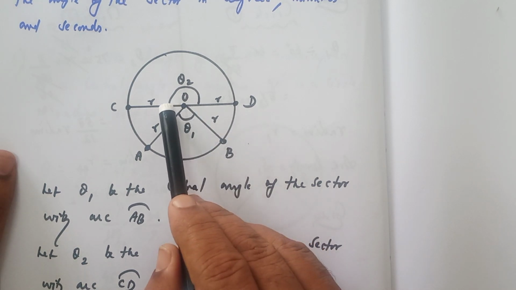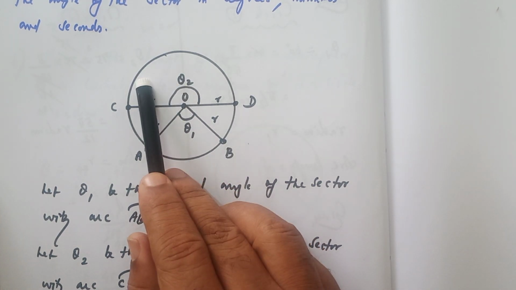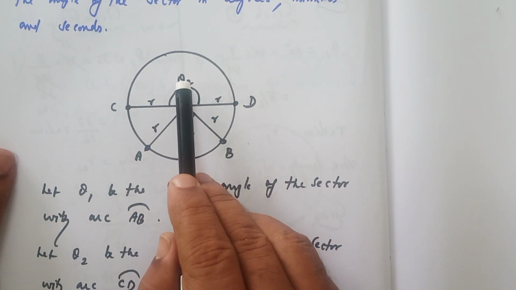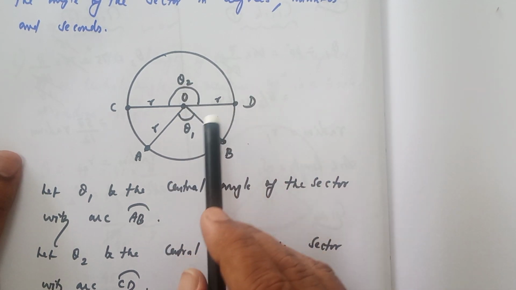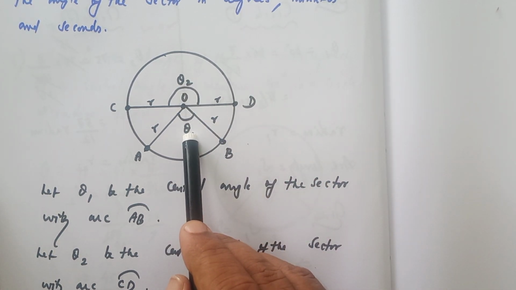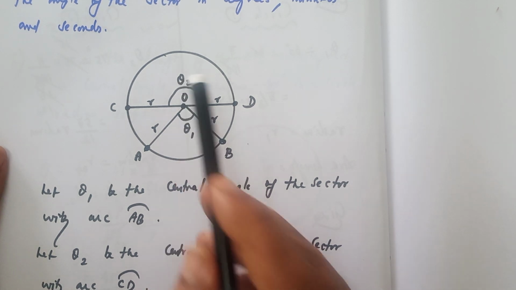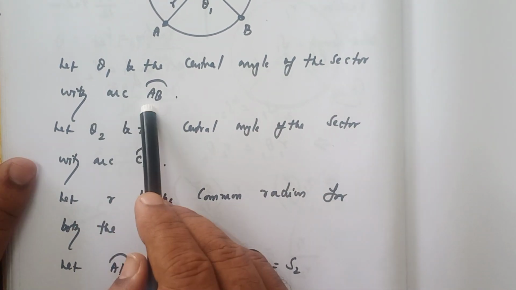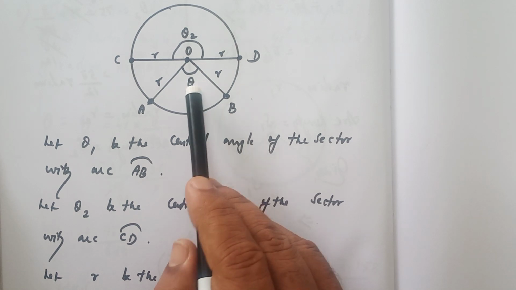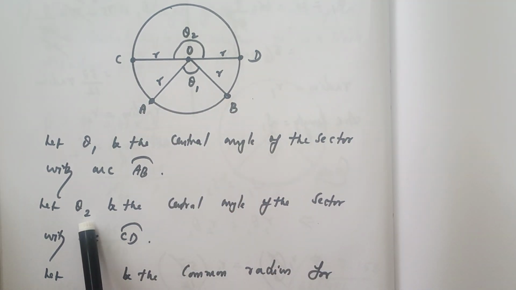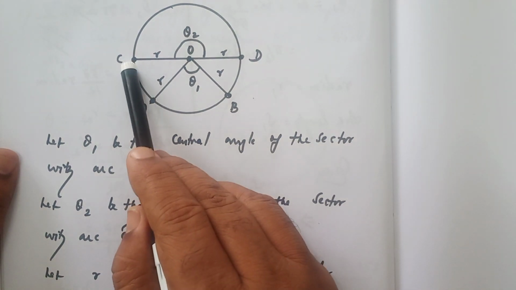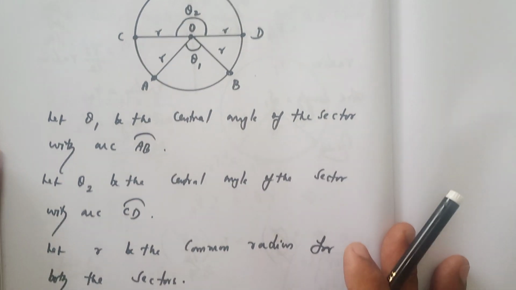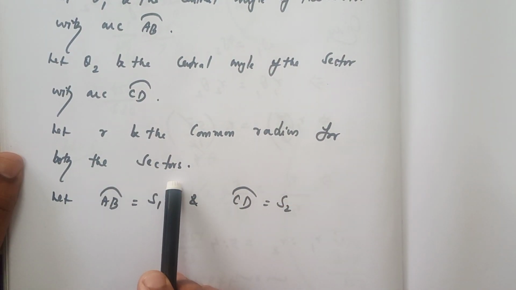Since it is a semicircle, theta 2 represents the central angle of the semicircle. You know that theta 2 is equal to 180 degrees, because a semicircle's angle is 180 degrees. You have to find out theta 1 only; theta 2 is given. Let theta 1 be the central angle of the sector with arc AB. Theta 2 be the central angle of the sector with arc CD. Let R be the common radius for both the sectors.